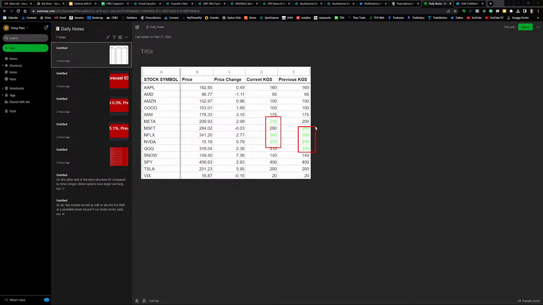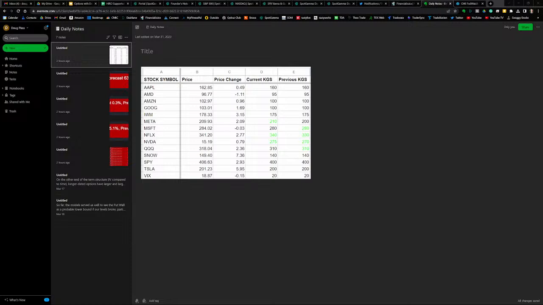So note yesterday, an increase in the key gamma strike for Microsoft, Netflix, Nvidia, and QQQ, and today an increase in the key gamma strike for Meta, Netflix, and Nvidia. And note the double increase for Netflix and Nvidia there. So that's a starting point for further research to see if there were any additional shifts in levels.